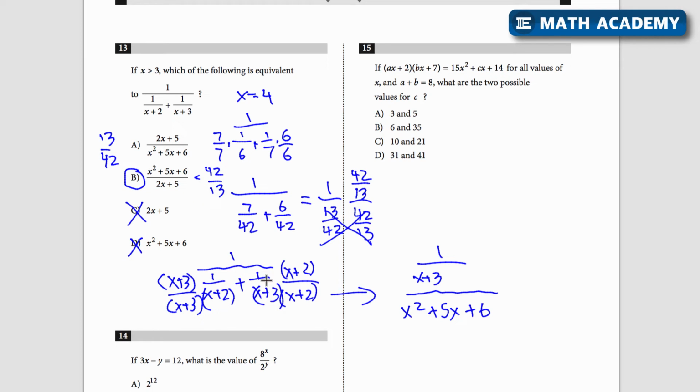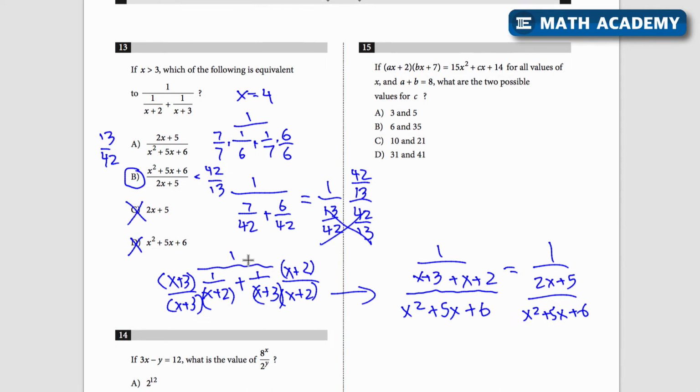I'm going to have a common denominator, so I'm just going to add onto this part here what I get when I multiply these. That's just plus x plus 2. So if I simplify this by combining like terms, I would get 1 over 2x plus 5 divided by x squared plus 5x plus 6. And again, 1 over a fraction will end up being the reciprocal of the bottom, and that also matches B. So that's how you can solve this problem in terms of x's. Let's go down to 14.